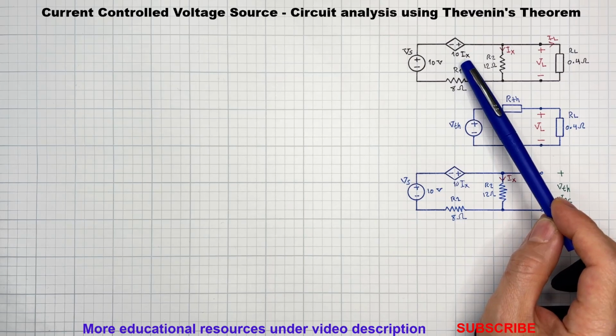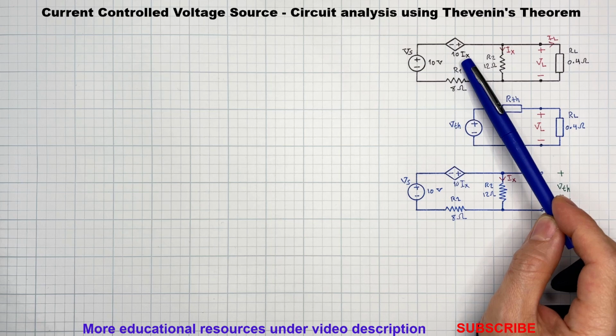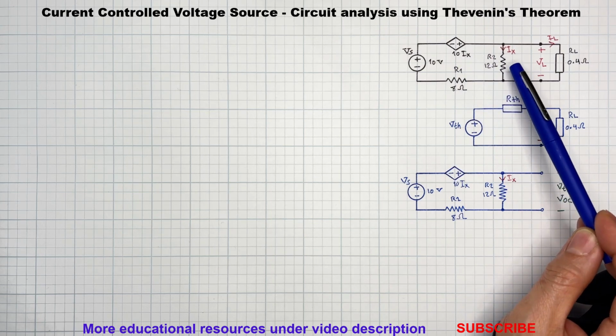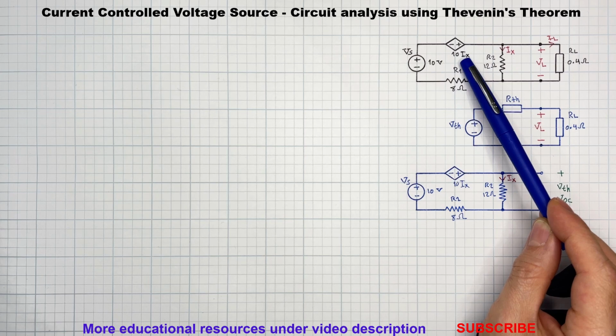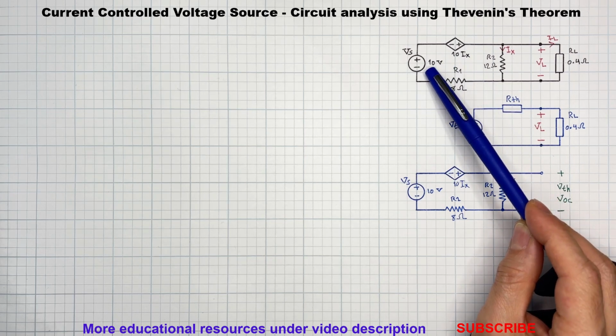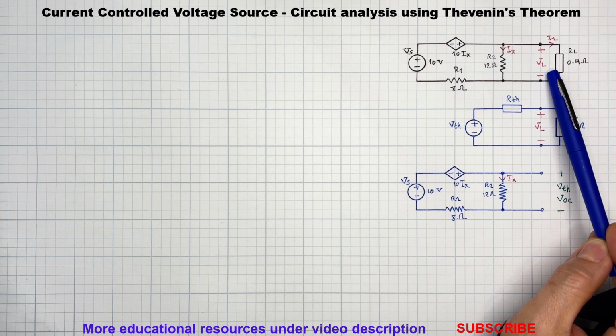In this circuit, we have a current controlled voltage source, whose voltage value depends on the current Ix passing through the resistor R2. This dependent voltage source is in series with a fixed 10-volt source. And the goal of this problem is to find VL, the voltage across the resistor RL.